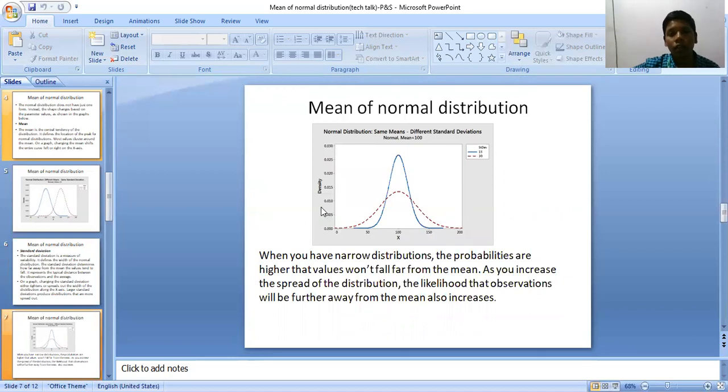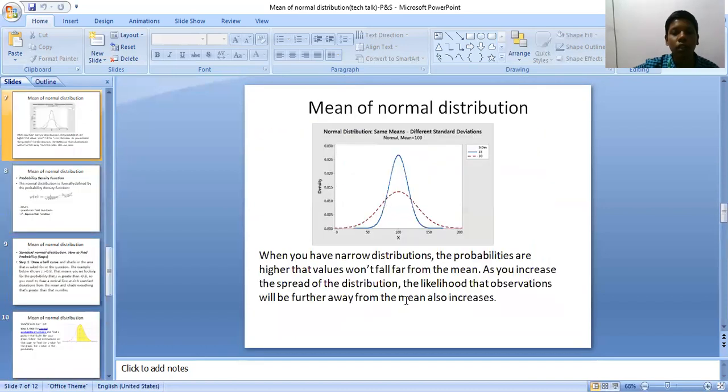The graph is shown. On the y-axis, it is taken as the probability density function, and on the x-axis, it is taken as values. The graph represents normal distributions with the same mean and different standard deviations. When you have narrow distributions, the probabilities are higher that values won't fall far from the mean. As you increase the spread of the distribution, the likelihood that observations will be further away from the mean also increases.